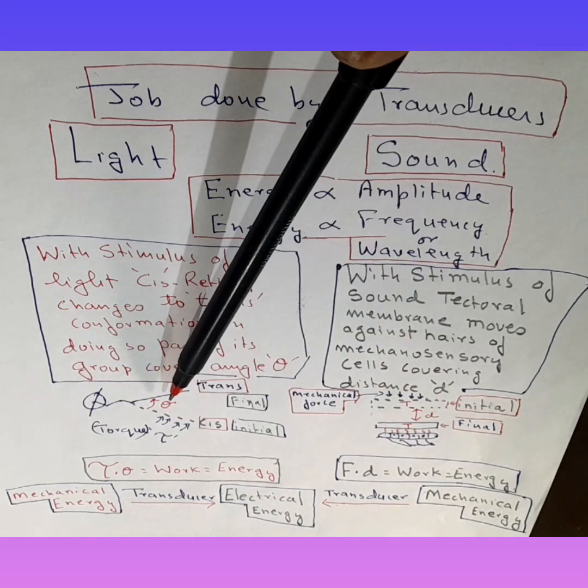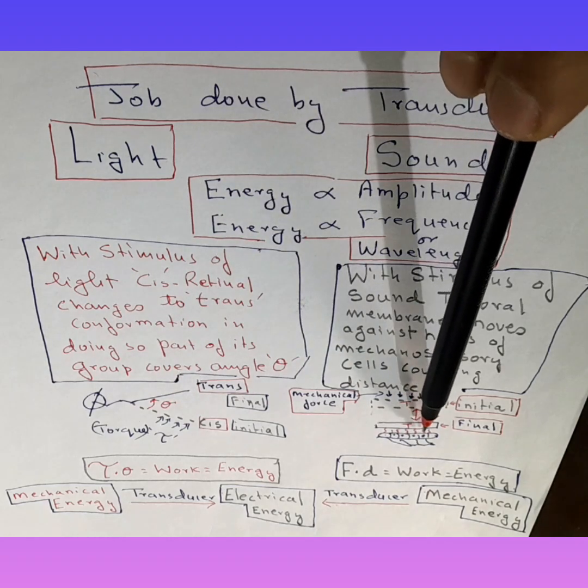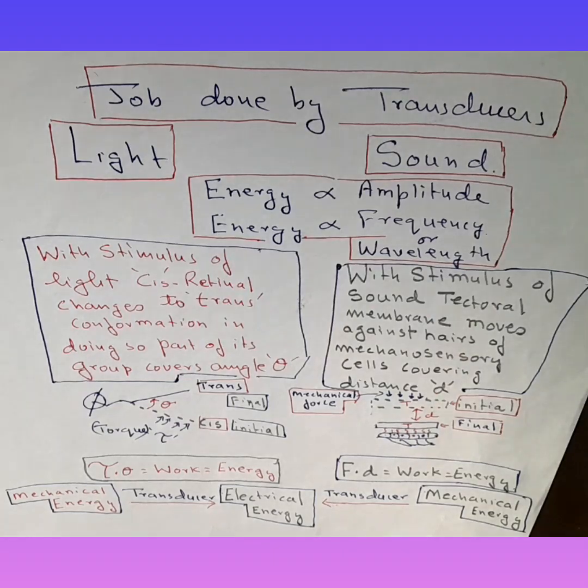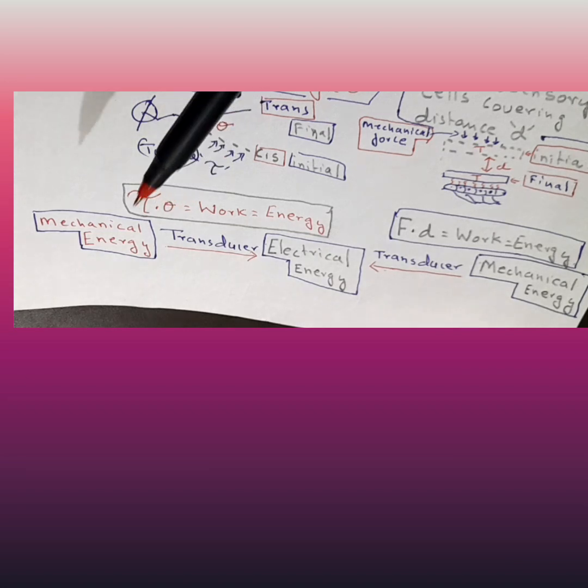So here we saw theta covering, that is rotational movement. Here it is distance covering, that is linear movement. Now let us come to the final part. Let us talk in terms of rotational work and linear work. We know the formula for rotational work is tau, that is torque, into theta, the angular displacement. Here tau was provided by amplitude and frequency or wavelength, and theta was the angle covered by the change in conformation from cis to trans. So tau into theta gives us work, and we also know work is energy.